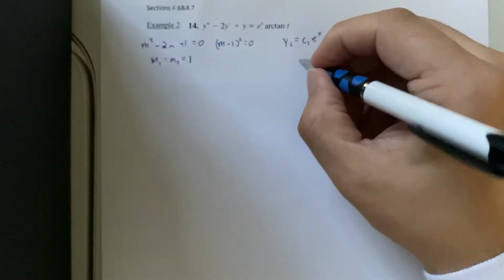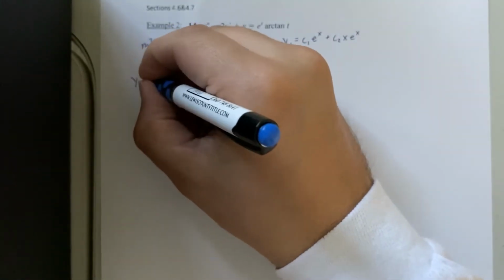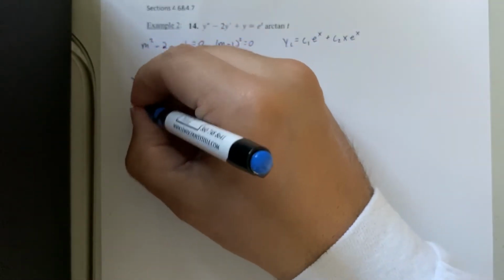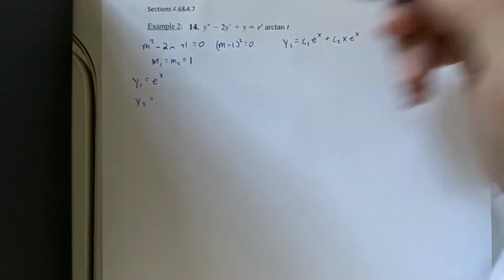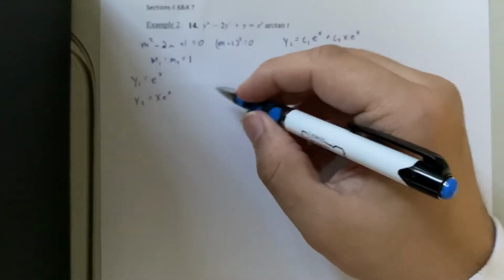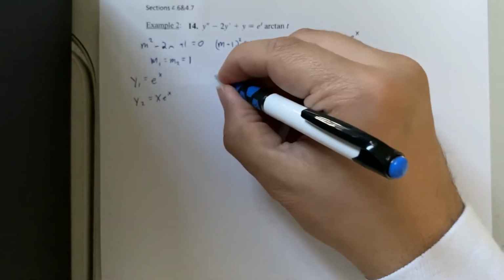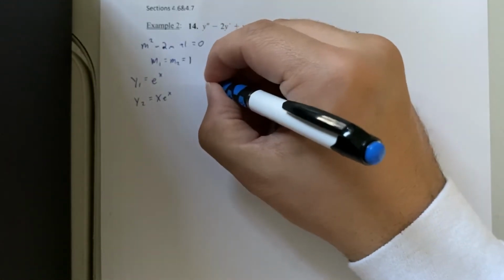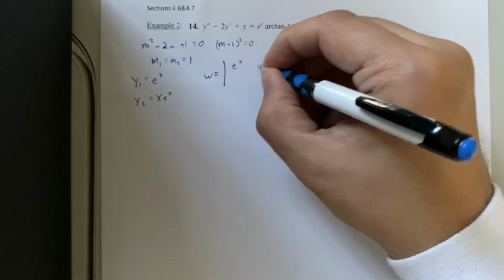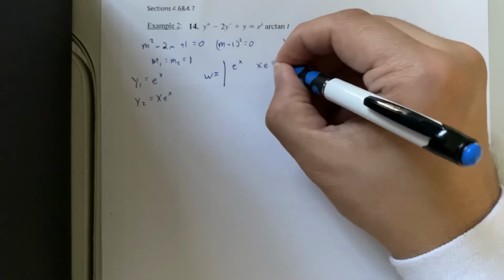So now I found my y sub 1, which is just e to the x, and I found my y sub 2, which is just x e to the x. Now I'm going to write all my Wronskians right here, so I'm going to first do the original, which is just W, and that's going to be e to the x and x e to the x.